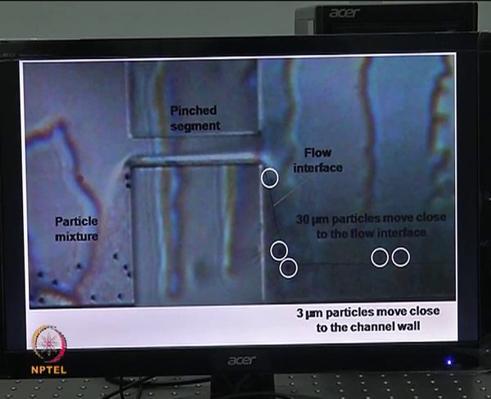This is a mechanism called pinch flow fractionation, where we use a pinch segment to pinch a particulate sample with a pure fluid, and based on the principle that particles tend to move along the streamline passing through the center of mass, the bigger particles will be closer to the center line, and the smaller particles will move close to the wall, and that is how we will be able to sort particles using pinch flow fractionation.